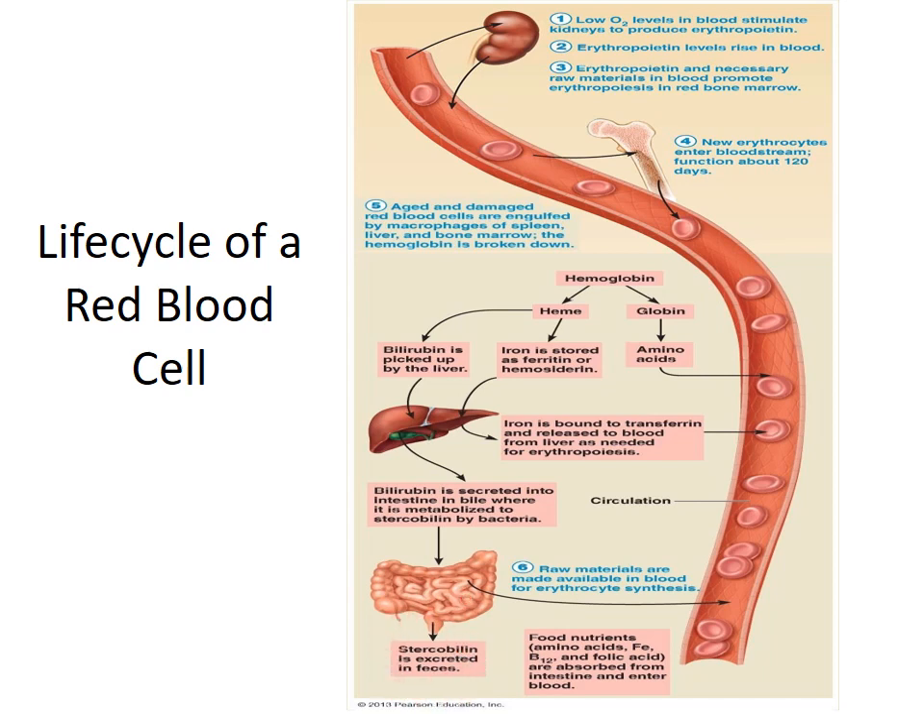So that is how the life cycle takes place, and the raw materials are made available in the blood for erythrocyte synthesis. Whatever is reabsorbed will be used again in the bloodstream for making the next red blood cells.